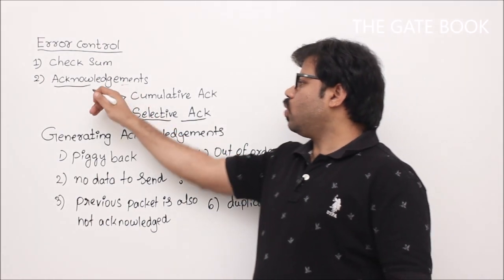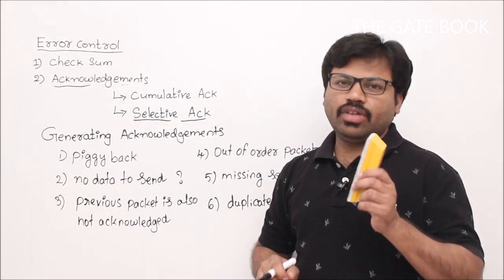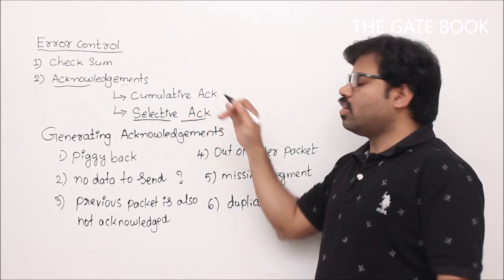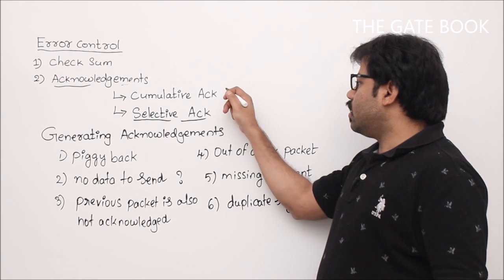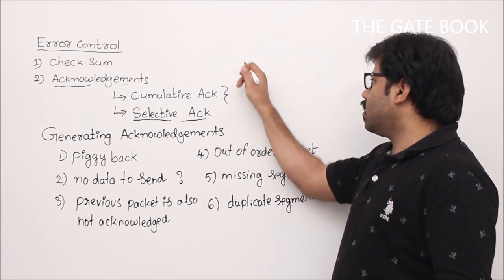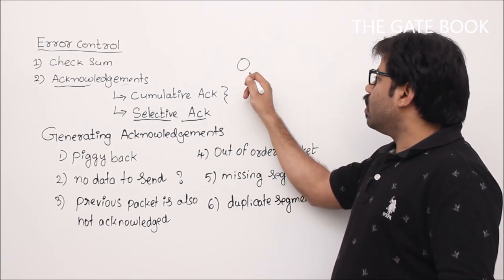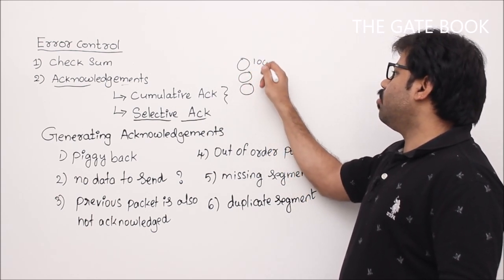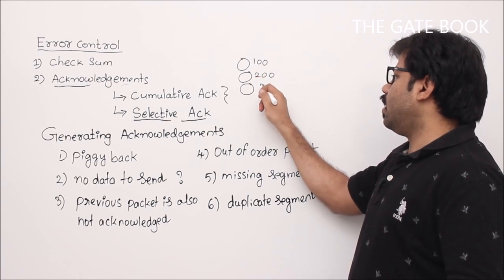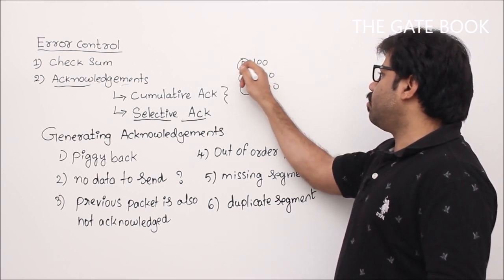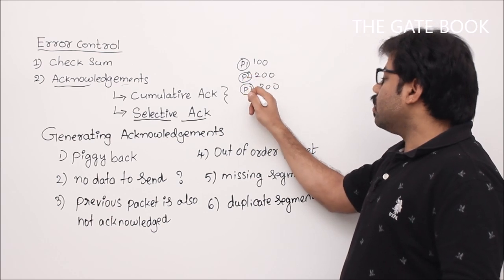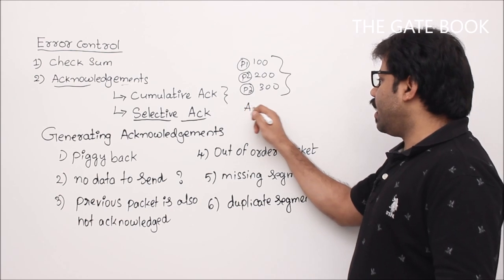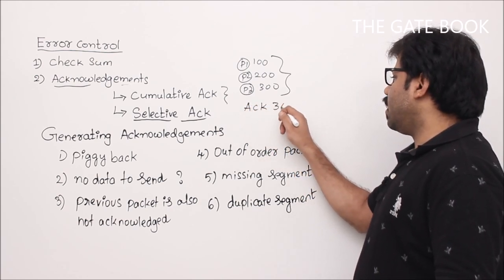Before that, there are two kinds of acknowledgements. One is cumulative, second one selective. We will see one by one. So cumulative acknowledgements are generally like this. They are going to represent some set of packets. Remember one thing. So far, let's say you have received some packets with sequence numbers 100, then 200, 300. Let's say these are all consecutive packets P1, P2, P3.